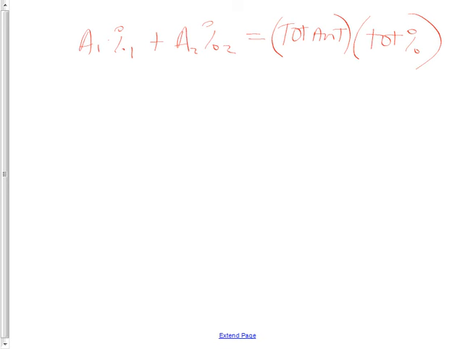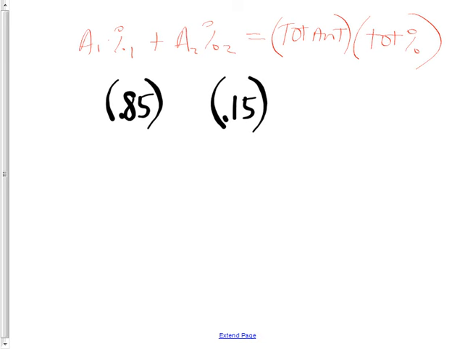I'm going to use a situation that you can all relate to, which is grades. You get that your grades are made up of 85% tests and 15% homework. Okay, let's say I've got a kid.